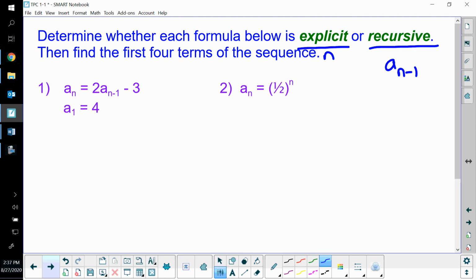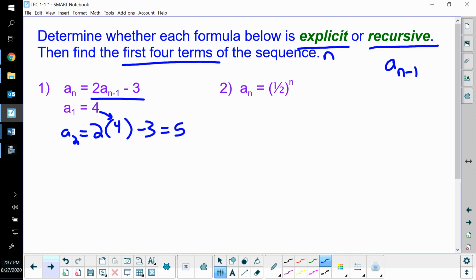Hopefully this first choice, at the top of page 2, you can identify. This is going to be a recursive formula because it's got the a sub n minus 1. They tell us a sub 1, which they have to do in a recursive formula, and we're going to find the first 4 terms. So next we're going to do a sub 2, and we're just going to follow this formula. The formula tells us to do 2 times the previous term minus 3. If we're doing a sub 2, the previous term would be a sub 1, so we just fill in that 4. 2 times 4 is 8, minus 3 is just 5.